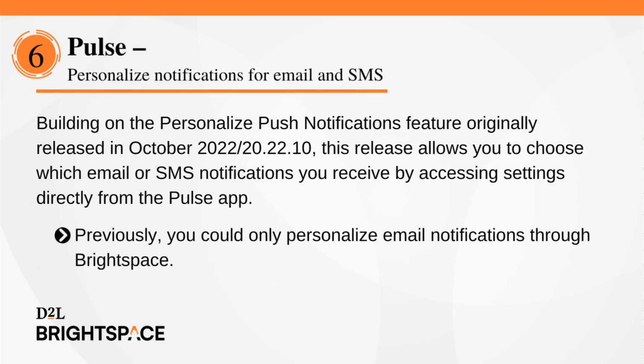Building on the Personalize push notifications feature originally released in October 2022, version 20.22.10, this release allows you to choose which email or SMS notifications you receive by accessing settings directly from the Pulse app. Previously, you could only personalize email notifications through Brightspace.